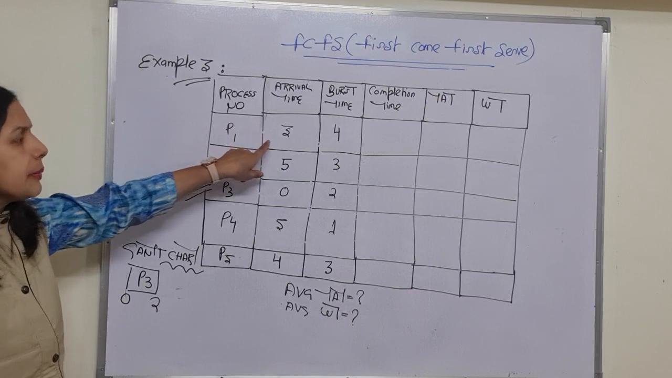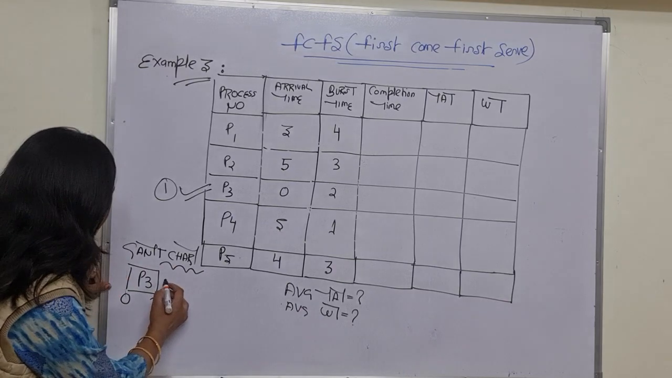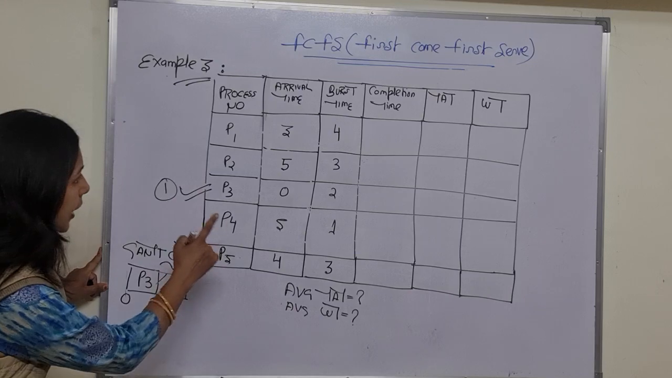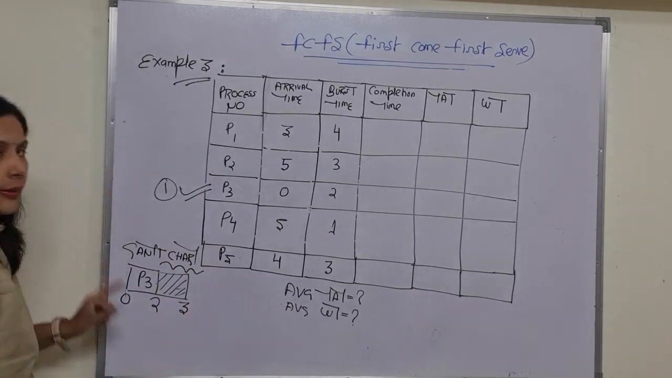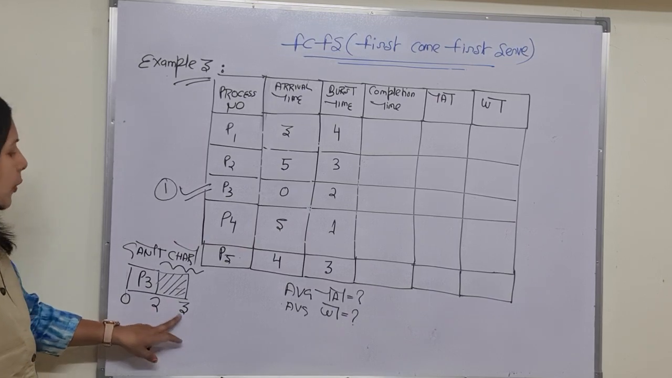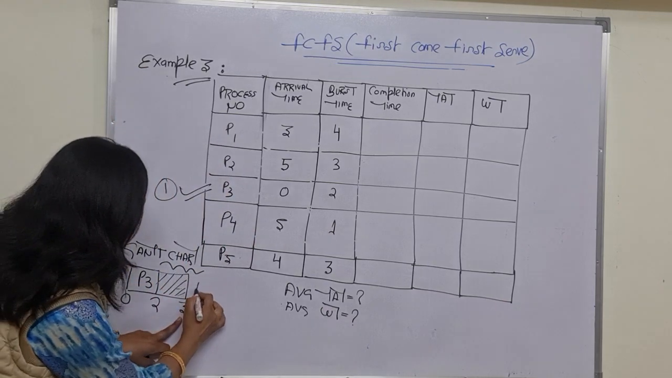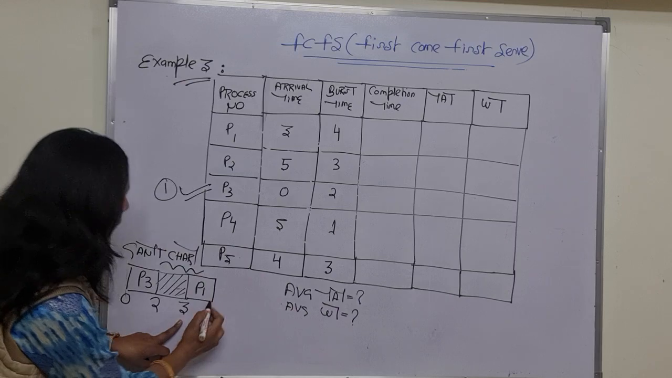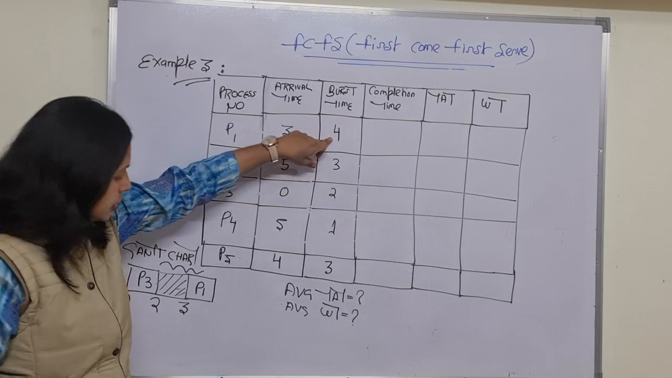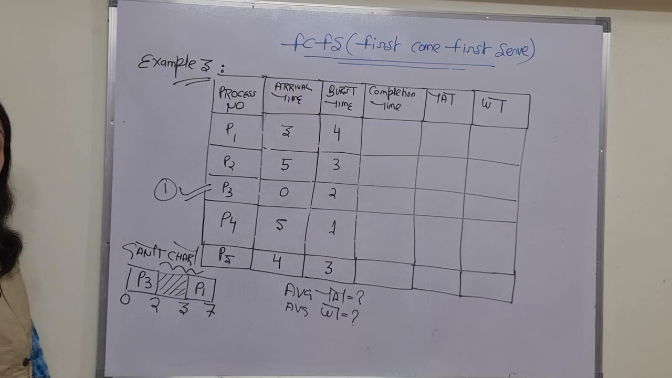Process P1 is arriving at the 3rd quantum of time, right? That means now the CPU has to sit idle until 3. Now, at the 3rd quantum of time, process P1 has arrived. And how much execution time would it take? As you can check, its burst time is 4. So it would be 3 plus 4, which is 7, right?